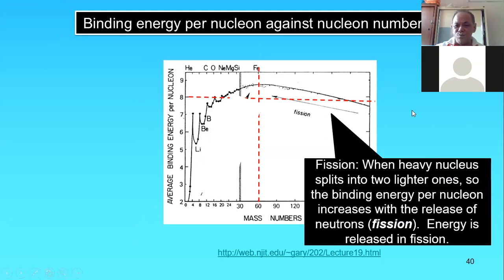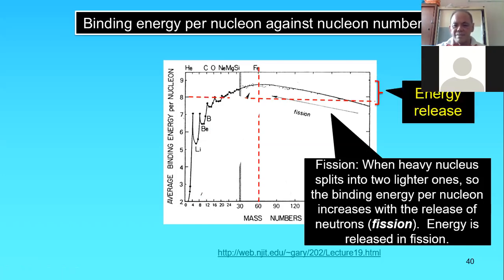So it means that if we have a nucleus here and you break it up into 2 smaller ones around here, binding energy increases. So it means that this reaction will give out energy. Energy will be released, depending on where it is. That is the energy release.